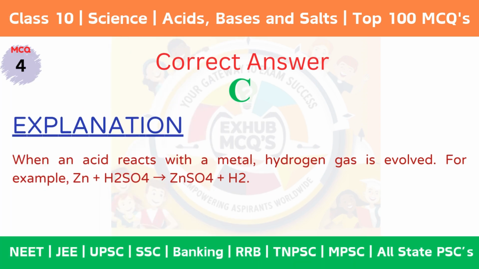When an acid reacts with a metal, hydrogen gas is released. For example, zinc reacts with hydrochloric acid to form zinc chloride and hydrogen gas.